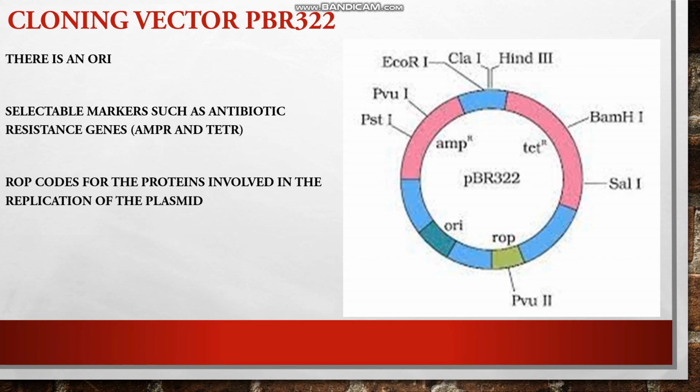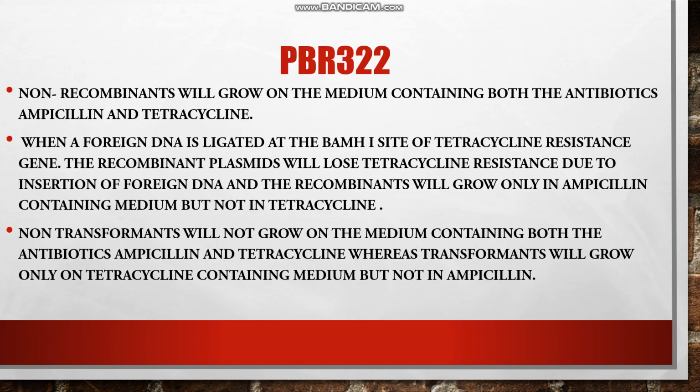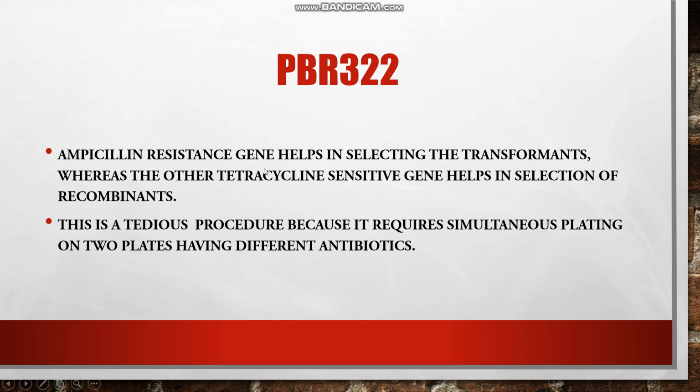Thus, the selectable markers help to distinguish non-transformants from transformants. Non-transformants are tetracycline sensitive and ampicillin sensitive, whereas transformants are tetracycline sensitive but ampicillin resistant. So the ampicillin resistant gene helps in selecting the transformants, whereas the tetracycline sensitivity helps in selection of recombinants. This is a tedious procedure because it requires simultaneous plating on two plates having different antibiotics.